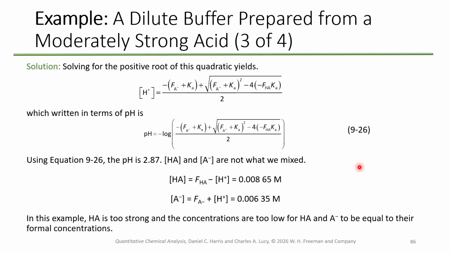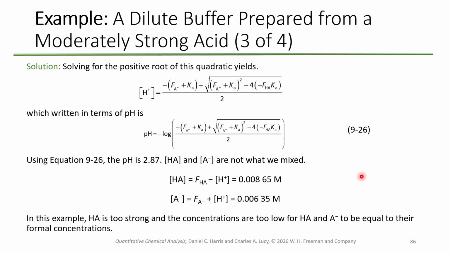And so the HA and the A minus are not what we mixed. Notice that we have a pretty significant difference of concentration here, which is: you take the formal concentration minus the H plus for the HA. The A minus concentration is the formal concentration plus the H plus. And that gives us these.